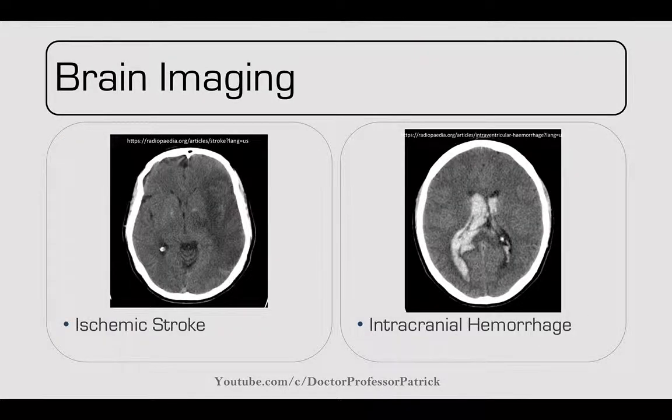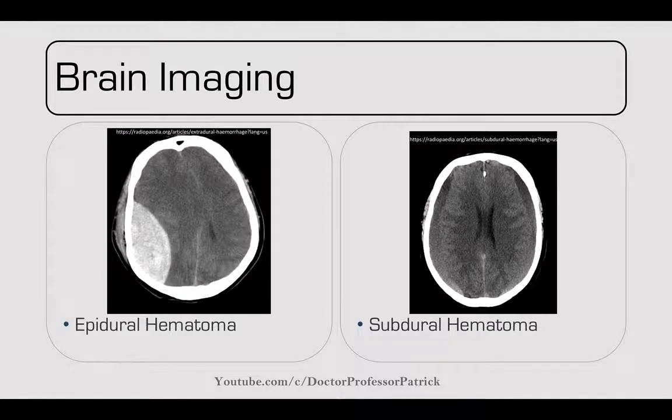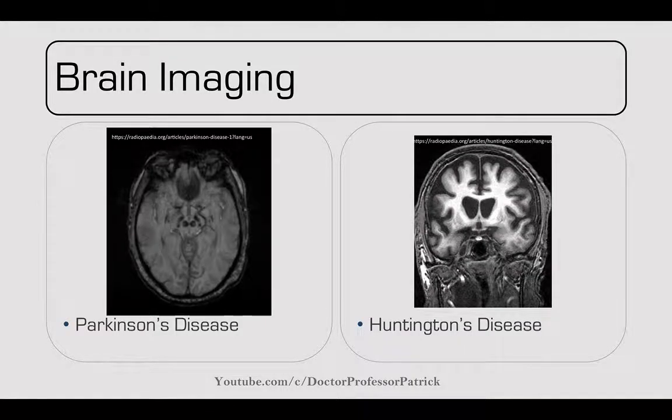Moving into some brain imaging here, there's an ischemic stroke, which you can see with the difference between the gray matter on the left, and then an intracranial hemorrhage on the right. An epidural hematoma, or the biconcave lens-shaped, versus a subdural hematoma, which is the long crescent-shaped.